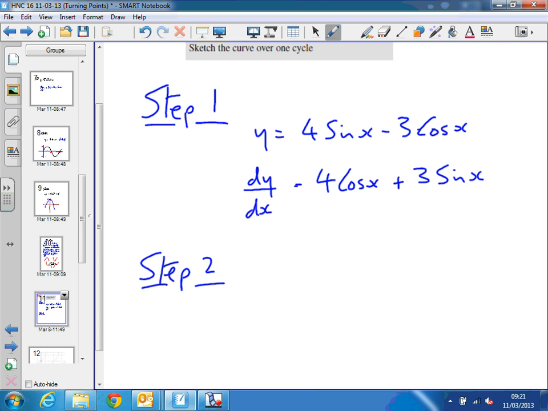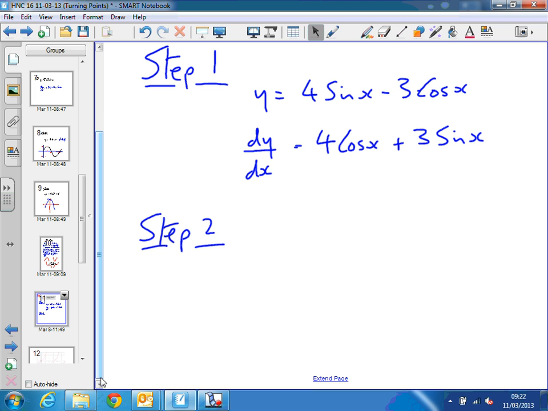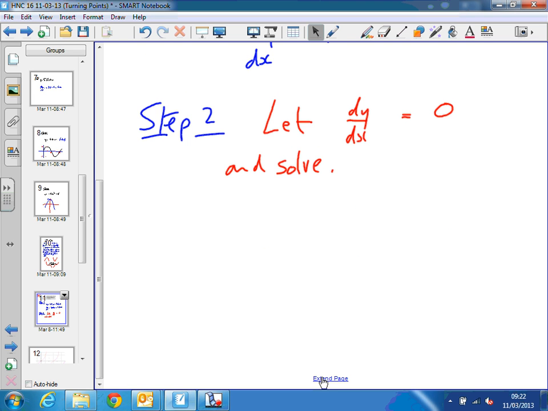We're interested in when this rate of change hits the turning point. So what happens to the rate of change of the gradient at the turning point? Right, so we let the differential equal 0. That's step 2. Let dy by dx, the differential, equal 0. And solve. Well, I won't put for x because it's not necessarily x. So step 2, we let dy by dx equals 0 and solve. So 4 cos x plus 3 sin x equals 0.